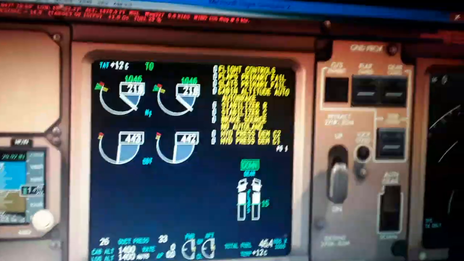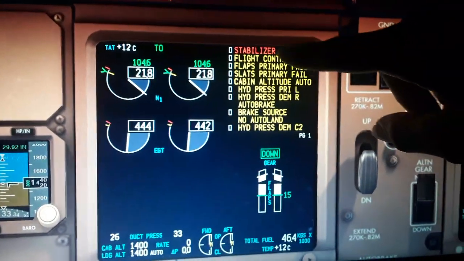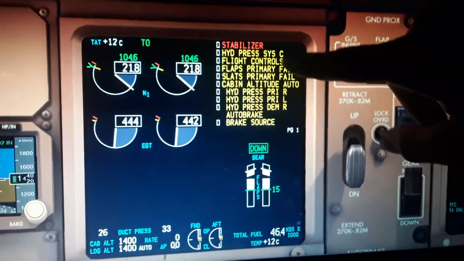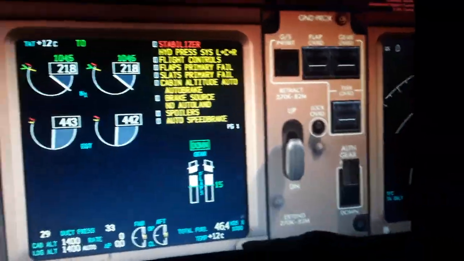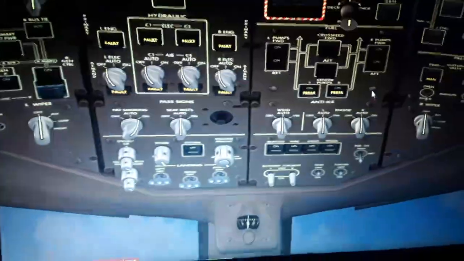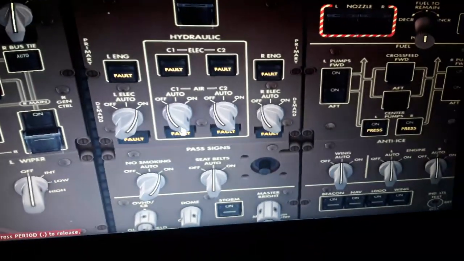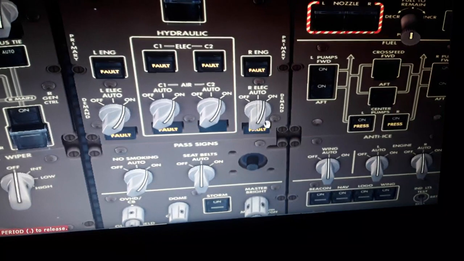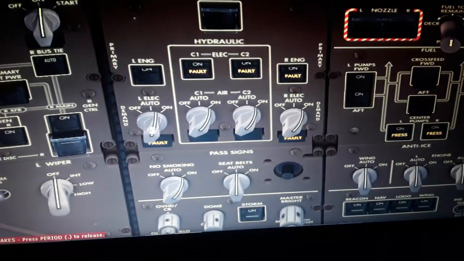We have alternate flaps now because of the hydraulic fluid problem, stabilizer off, hydraulic pressure systems C, R and L, flaps, flight controls, no autopilot like this. So we reset back to the on all the hydraulics, and then back to the auto.